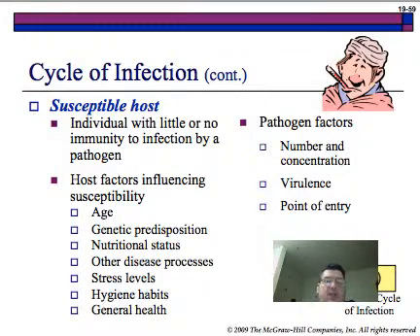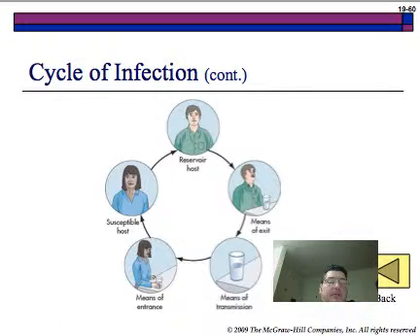for infection. The cycle of infection: someone who is susceptible may already have low or no immunity, and they become susceptible to infection by a pathogen. Host factors influencing susceptibility: age, genetic predisposition, nutritional status, other disease processes, stress levels, hygiene habits, and general health. Pathogen factors include number or concentration, virulence, and point of entry.